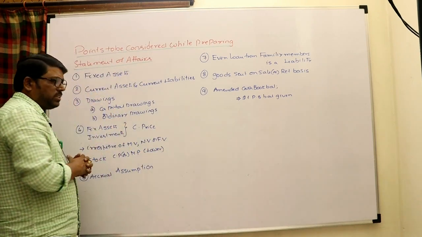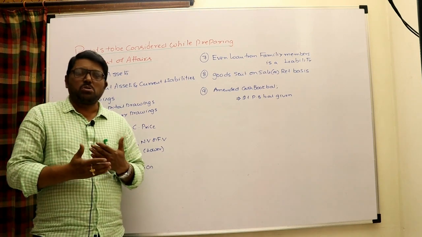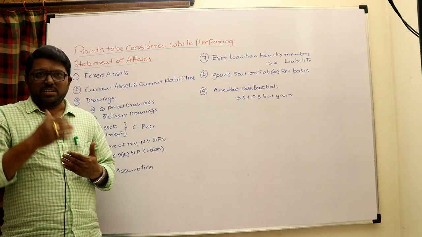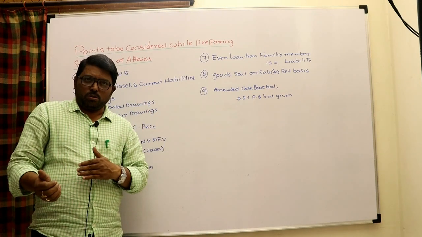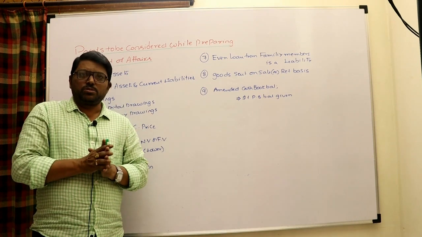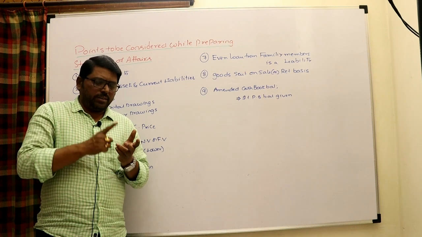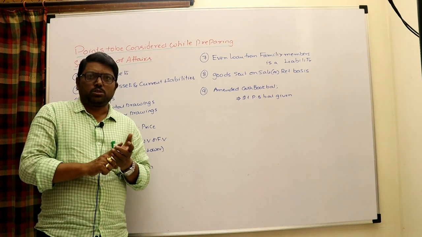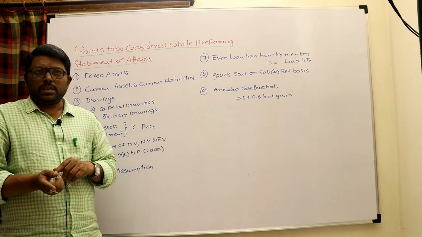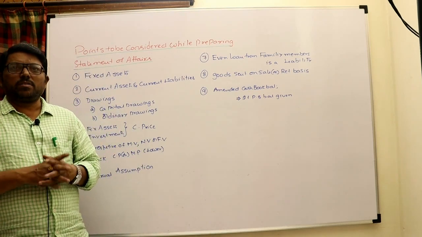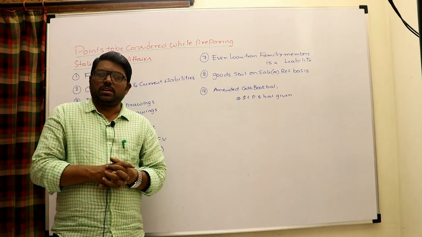The first point is fixed assets, like machinery, motor car, building, etc. These assets are given in the beginning. While taking these fixed assets in the closing, if there is any purchase during this year, it should be added. If there is any sale, it should be deducted. If any depreciation is given, that should be deducted. Purchase add, sale minus, depreciation minus. The remaining amount after adjusting these items should be taken in the closing balance sheet.